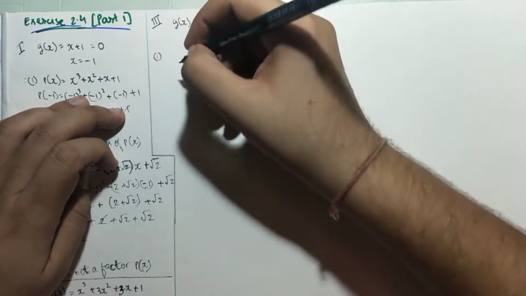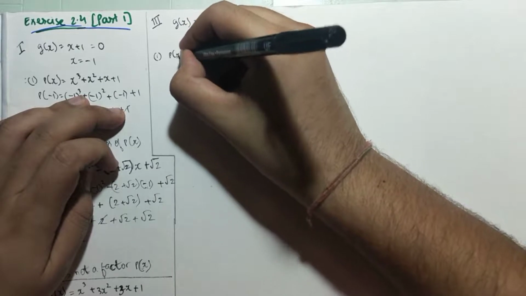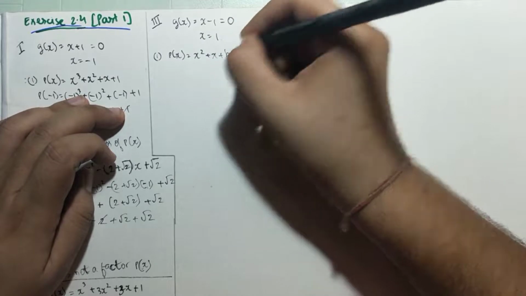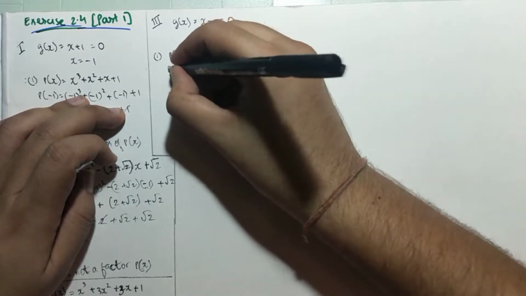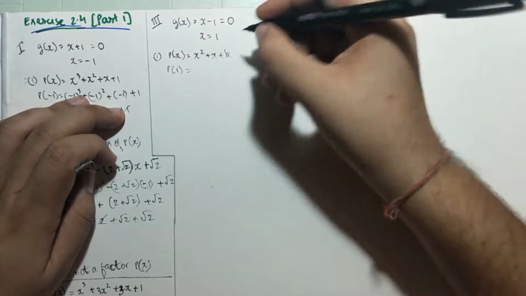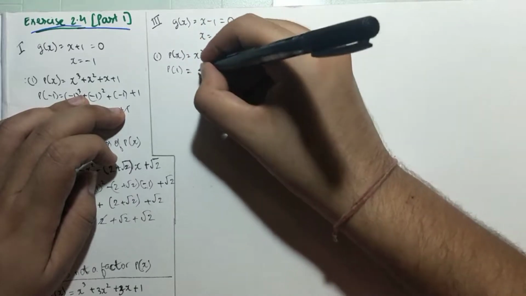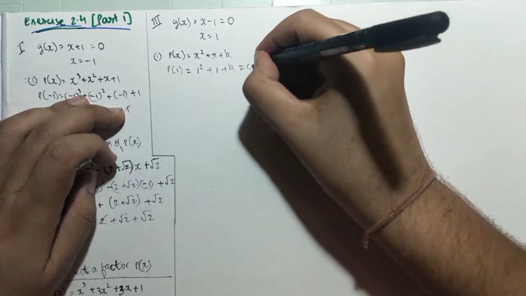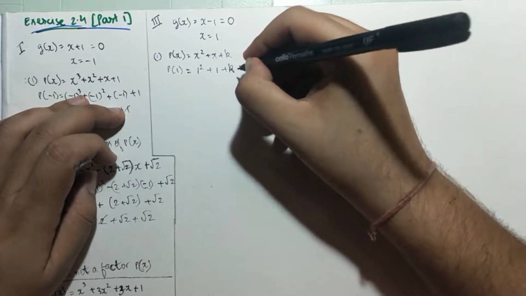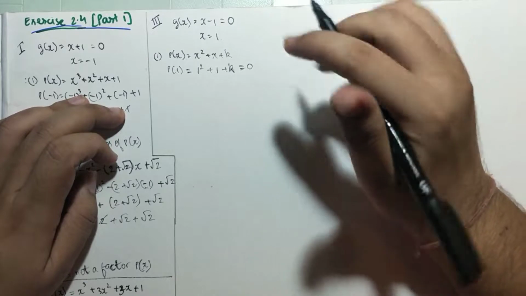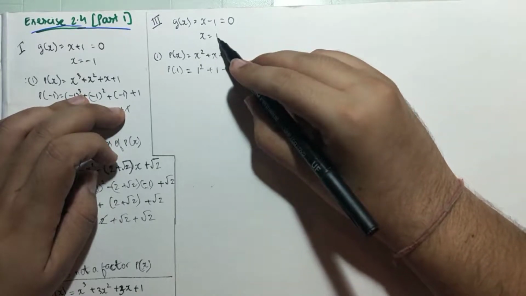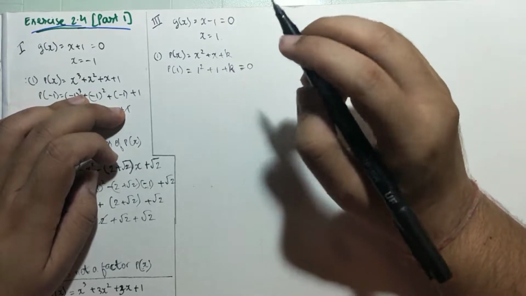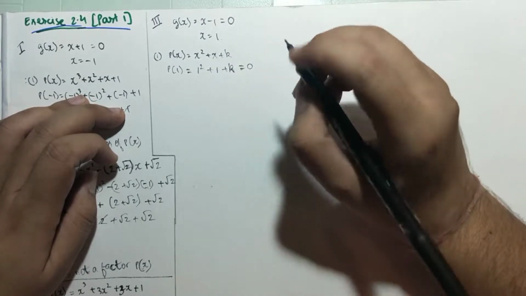The first polynomial given to us is p of x equals x square plus x plus k. So we know that substituting the value of x as 1, our answer will be 0. So 1 square plus 1 plus k would be equal to 0. Why would it be equal to 0? Because it's a factor. If x equals 1 is one of the zeros of this polynomial, then the remainder is 0, so the answer should come out to be 0.